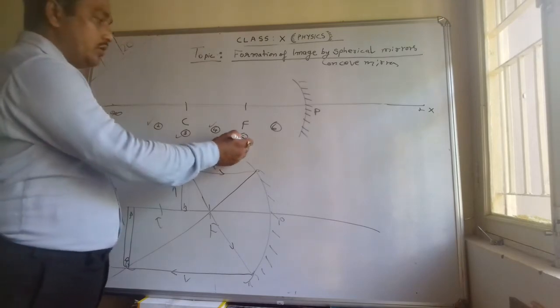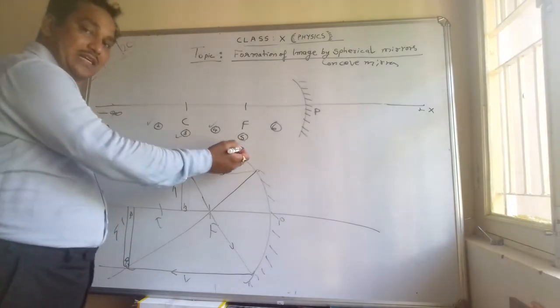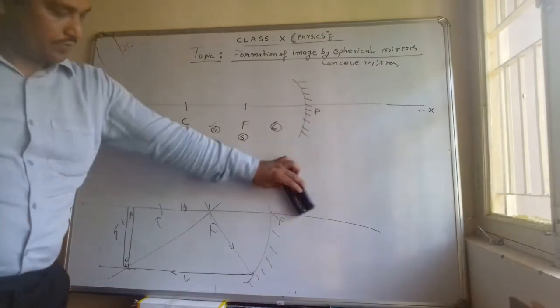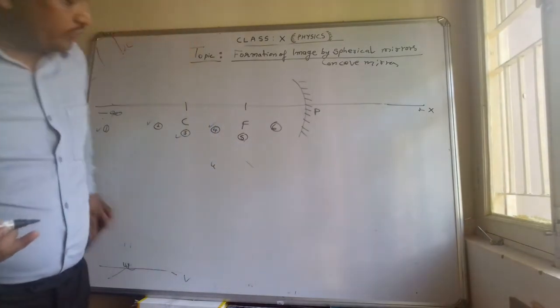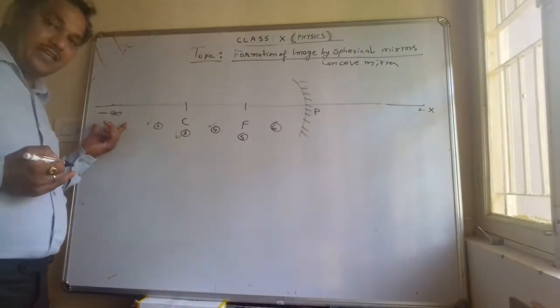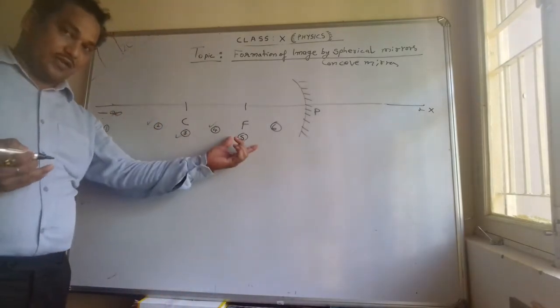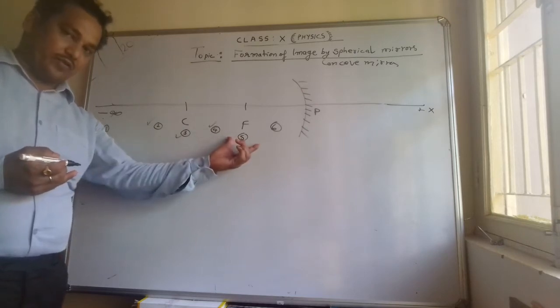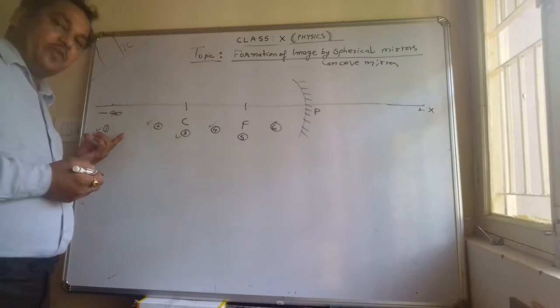Now let us come to the next position, that is object is placed at the focus. Here also one pattern you will observe, that when object was placed at infinity, image was formed at focus. Just reverse of this also here. When the object will be placed now at focus, the image will be formed at infinity.